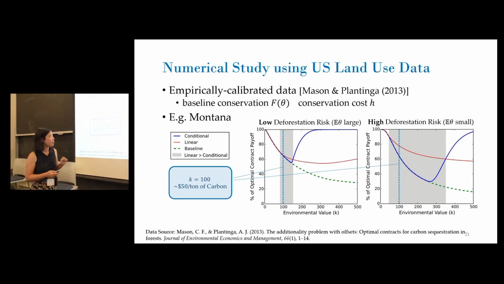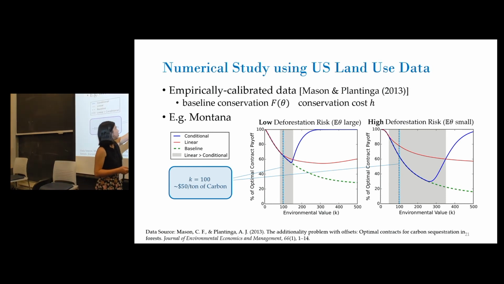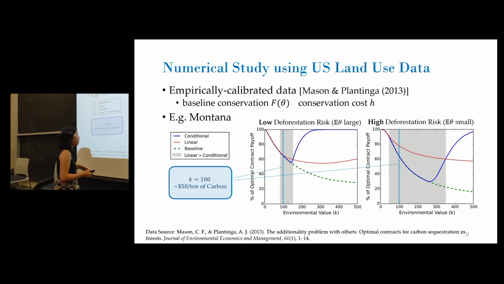And so you can see that if we're in the low deforestation risk regime in Montana, then the conditional and linear contracts are kind of close. But if we're in the high deforestation risk regime, then there's suddenly a gap between these two types of contracts. And we do expect linear contracts to be able to improve on the conditional contracts.